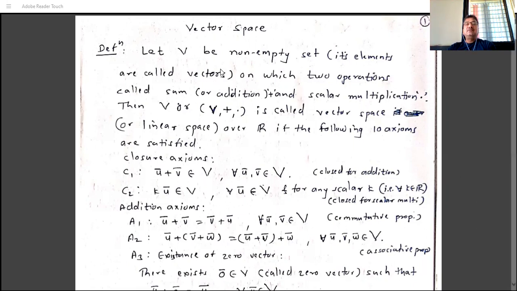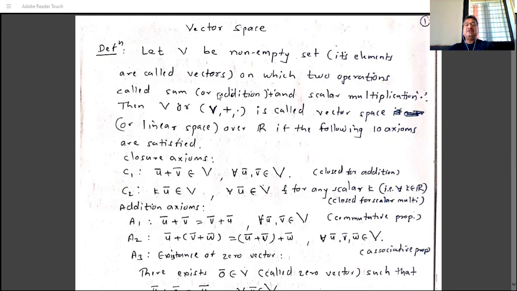So now V is a non-empty set on which two operations are called sum or addition, usually denoted by the plus sign, and scalar multiplication, denoted by a dot or just a space without the dot. So these two operations, addition and scalar multiplication, are defined on this vector space V. So its definitions are given.